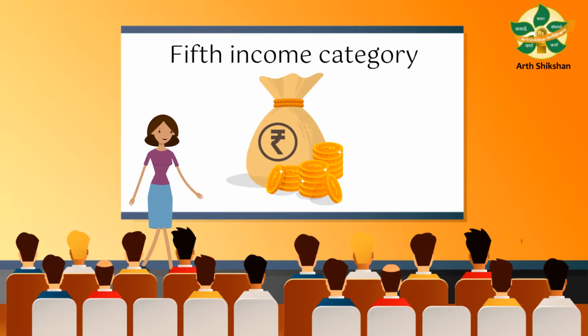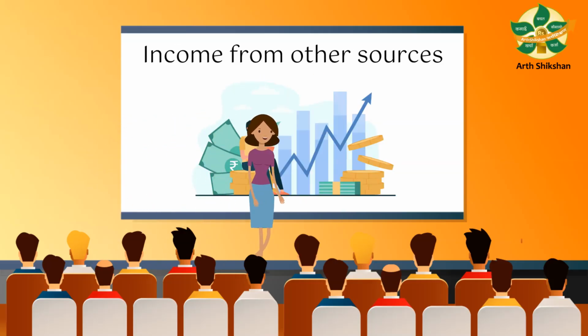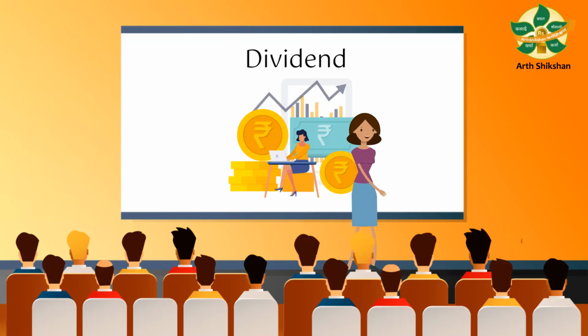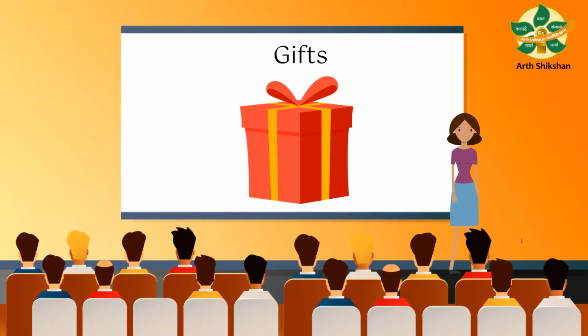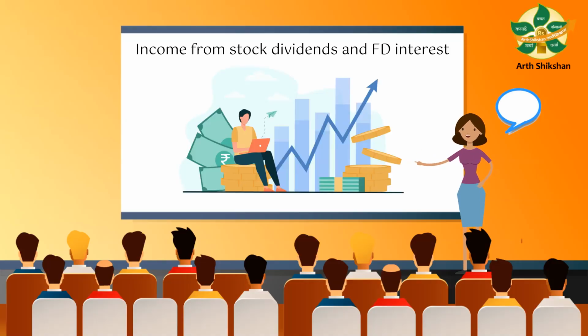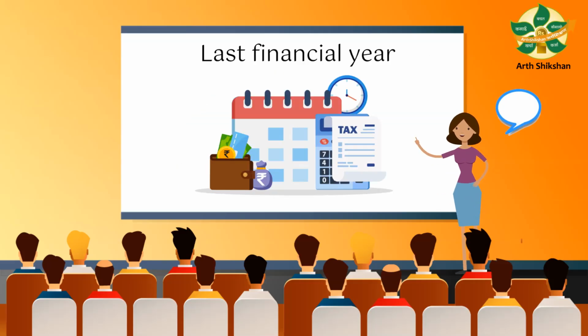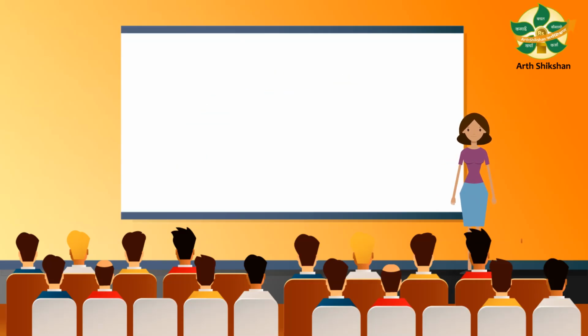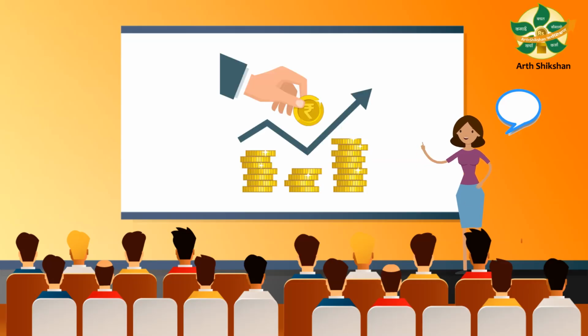Fifth income category is income from other sources like dividend, lottery, gifts. Rajendra received a total of rupees 28,302 in income from stock investment, dividends, and interest on fixed deposits during the last financial year. Income from all 5 categories is subject to taxation.